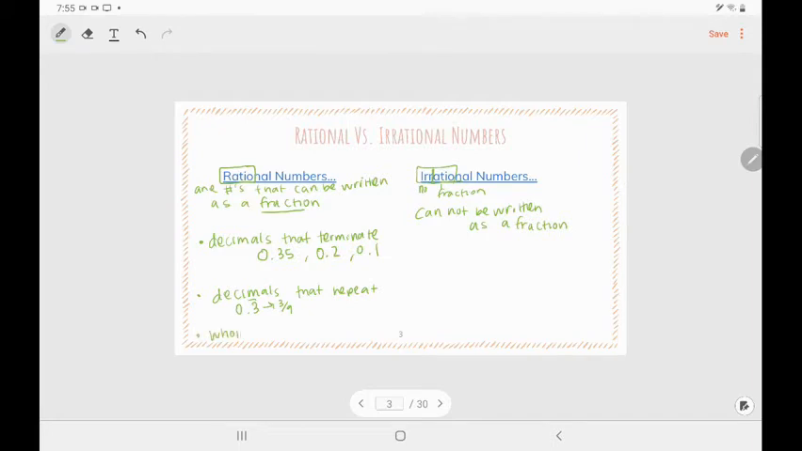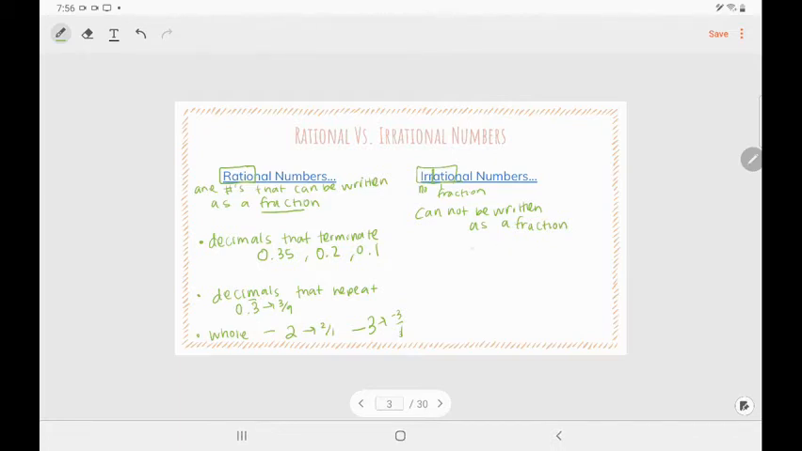Whole numbers are rational because I can write the whole number 2 as 2/1. Some negative numbers are also rational. -3 can be written as -3/1.